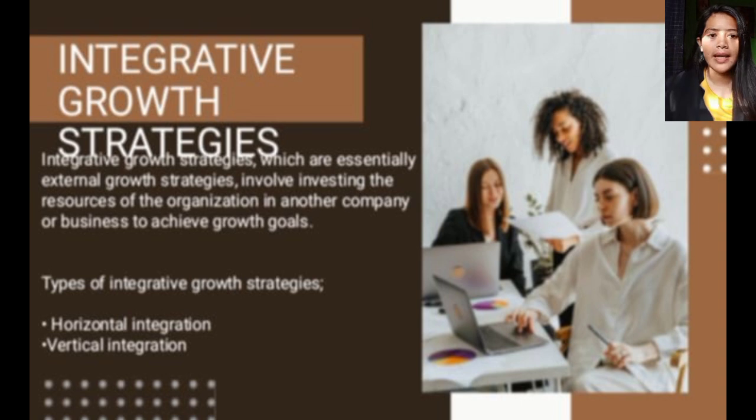First, I will discuss the integrated growth strategies. Integrated growth strategies, which are essentially external growth strategies, involve investing the resources of the organization in other companies or businesses to achieve growth goals. This is one of the important strategies because in order to gain a greater profit, you will need to invest more in other companies or businesses.